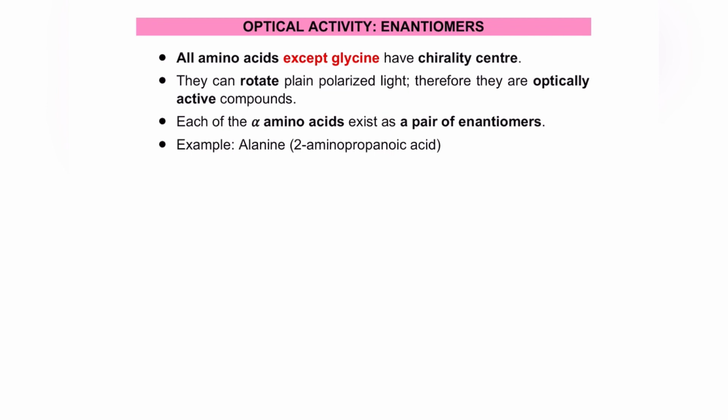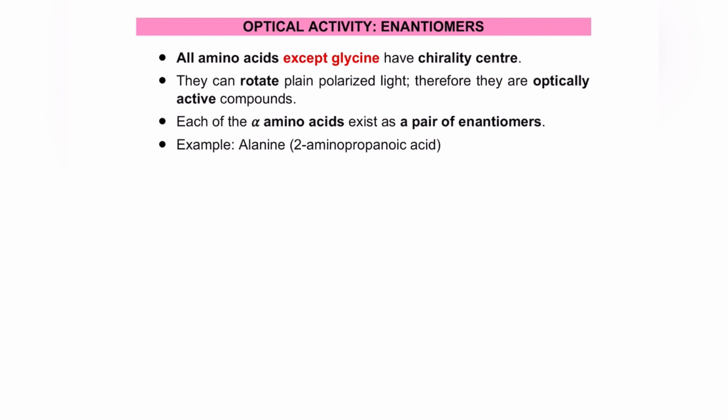First thing first, amino acids can show optical activity, so they can exist as enantiomers. If you remember, enantiomers are isomers that have a chiral carbon, so you have a chirality center. But you should know that all amino acids can show the chirality center except glycine. And when we talk about enantiomers, these isomers can rotate plane polarized light, therefore they can show optically active compounds, by using reflection of the mirror.